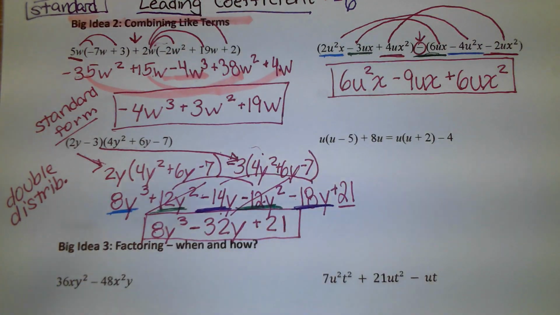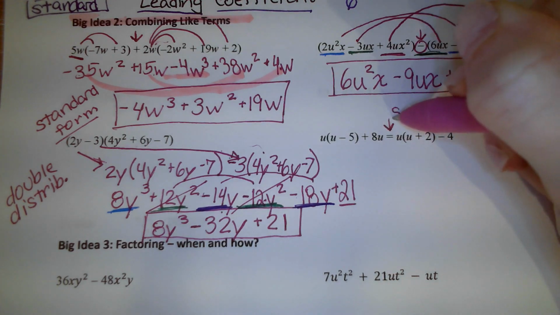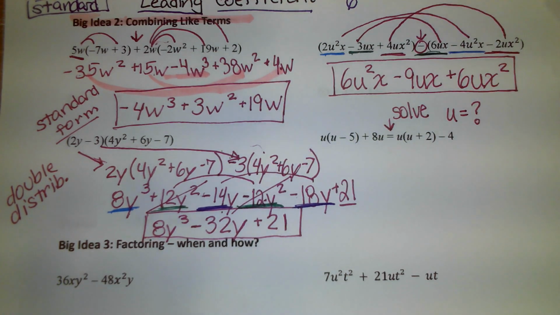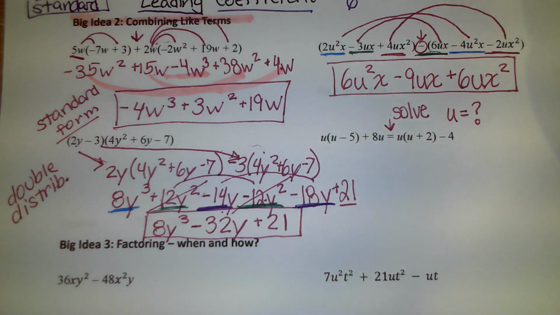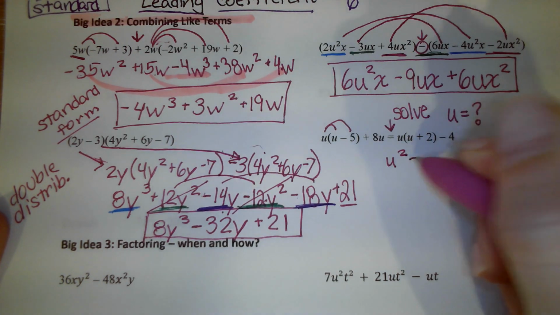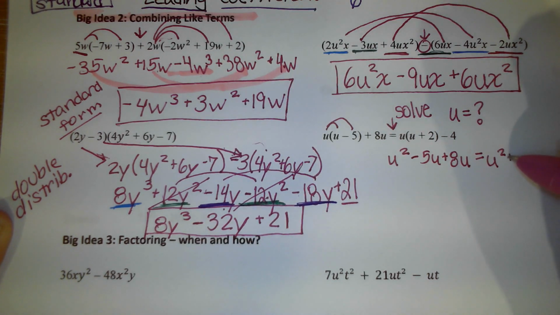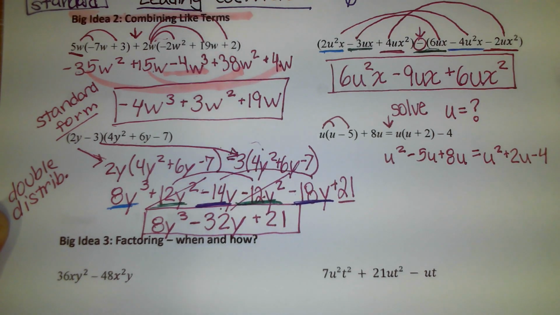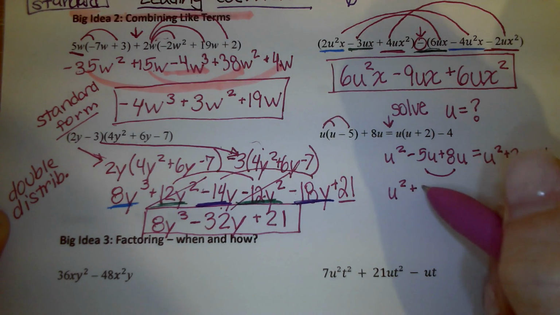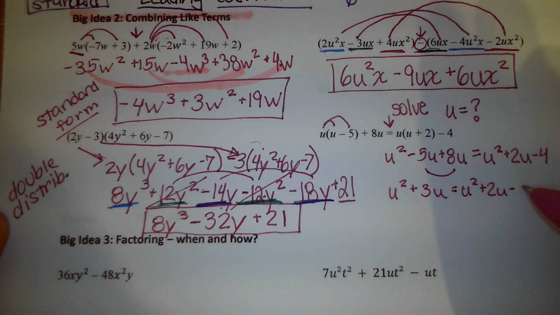All right, let's move on to the next one. So we have this time an equal sign. So this means we're going to have to actually solve for u equals. All right, that's what our answer is going to look like because they're not just asking us to simplify. So we're going to distribute. So that will be u squared minus 5u plus 8u equals u squared plus 2u minus 4. Now we have some like terms we can combine here. So it's u squared plus 3u equals u squared plus 2u minus 4.